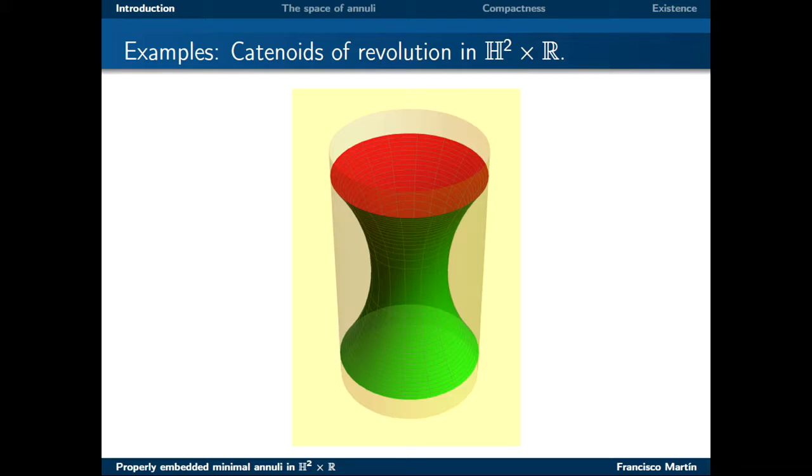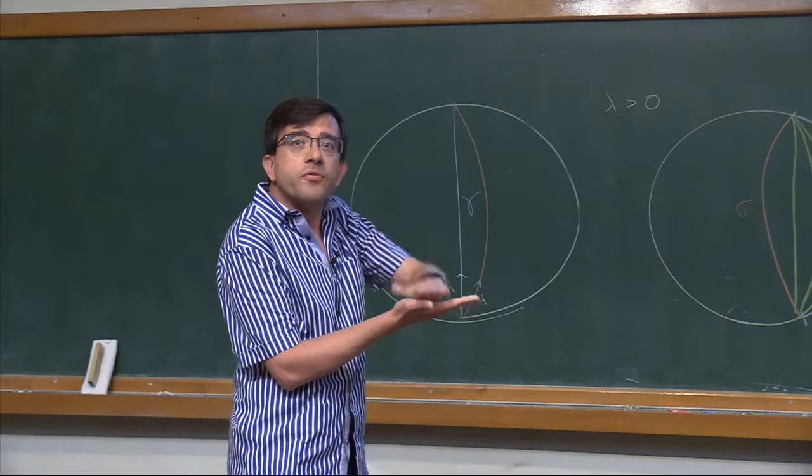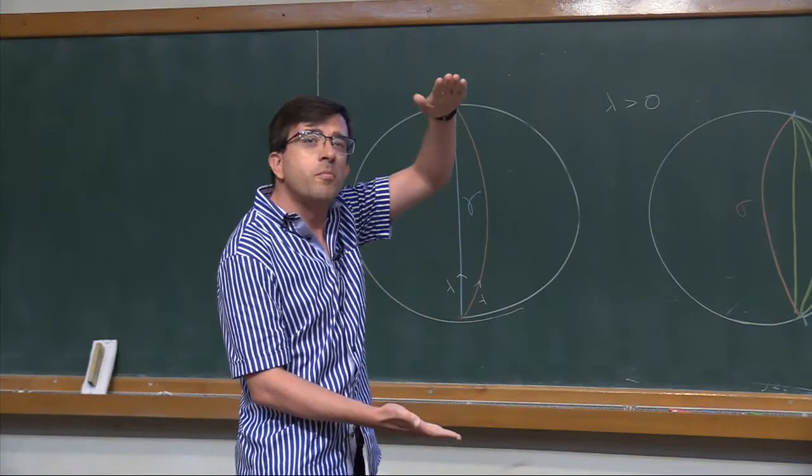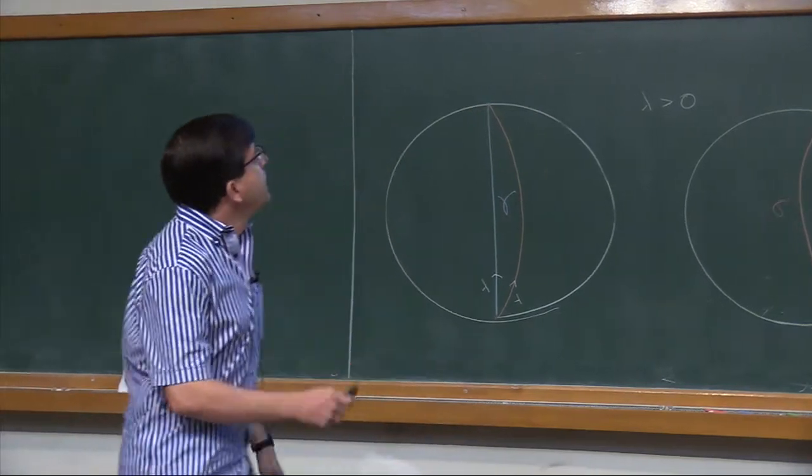But in this family, you see that now the ideal boundary at infinity consists of two parallel cycles. And I'm going to call h the height. You can see in the construction that this example exists only for h between 0 and pi, the distance between the boundary cycles. So pi is a magic number in this theory. And it has this behavior.